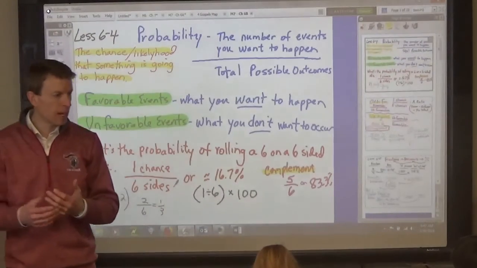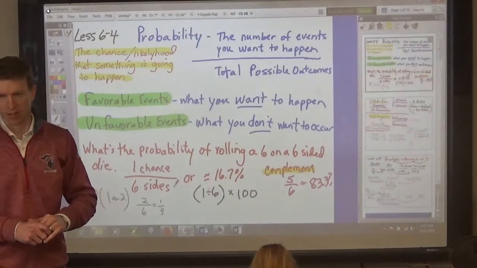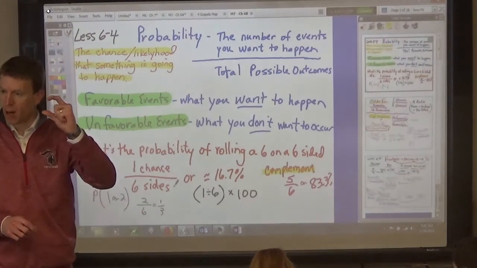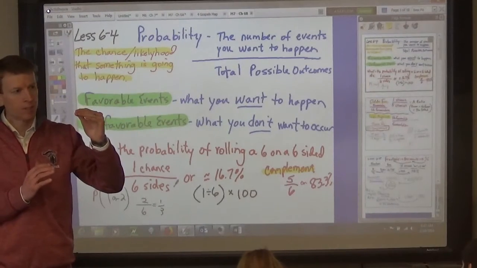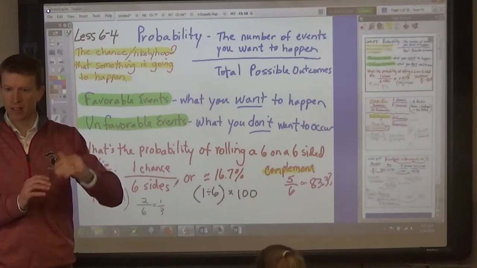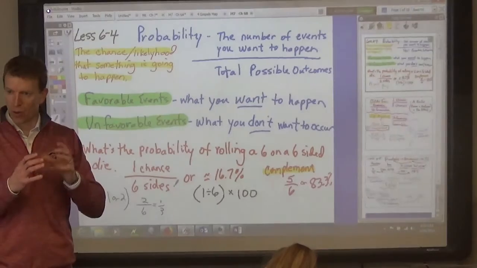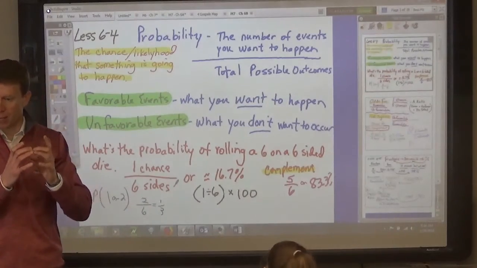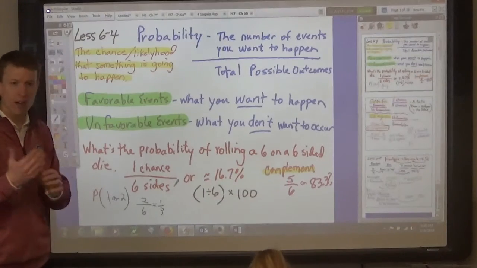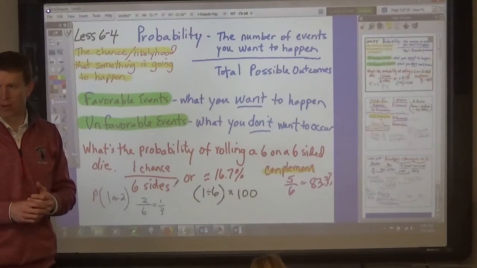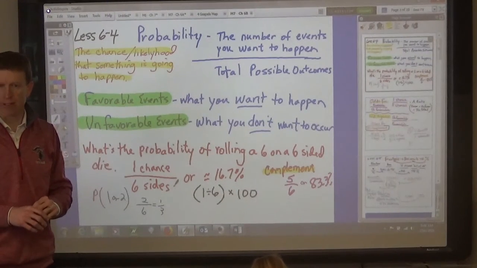Probability is oftentimes expressed as a percent because it's the amount out of the total. Okay, it's not a ratio comparing two different things. It's the amount or the chance of something happening, something that you want to happen, out of the total possible outcomes. Okay, is everybody clear on that?